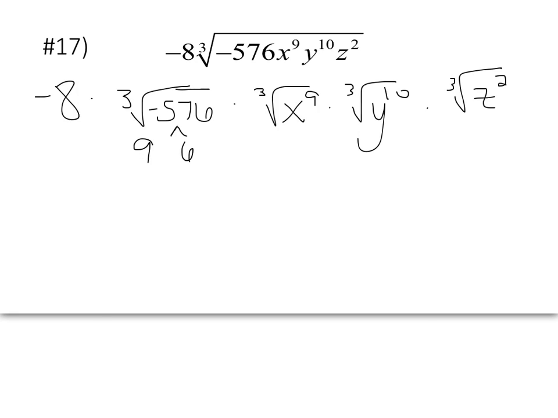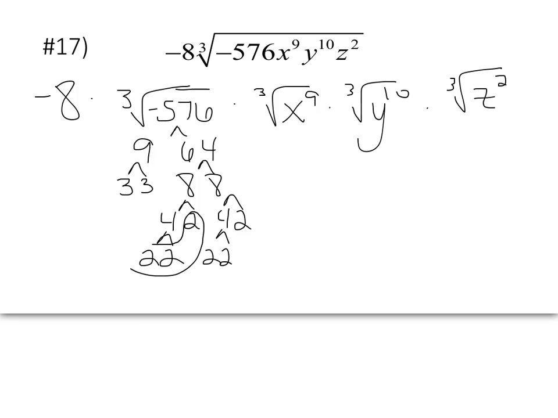is 9 times 64. 9 is 3 times 3. 64 is 8 times 8. 8 is 4 times 2, and 4 times 2. And then 4 is 2 times 2. So this time we need 3, so that's a set of 3, and that's a set of 3. So you're pulling out a negative 2 and a negative 2, which is going to give you positive 4. And then you're left with the cube root of 9, because there are 2 3's left.